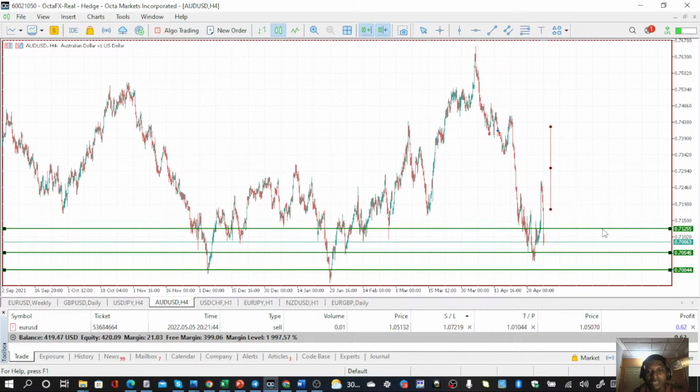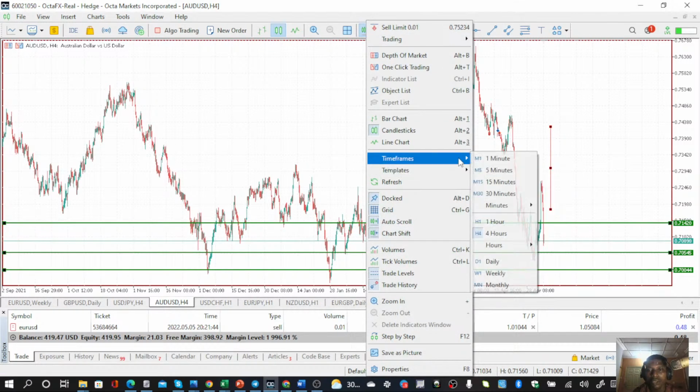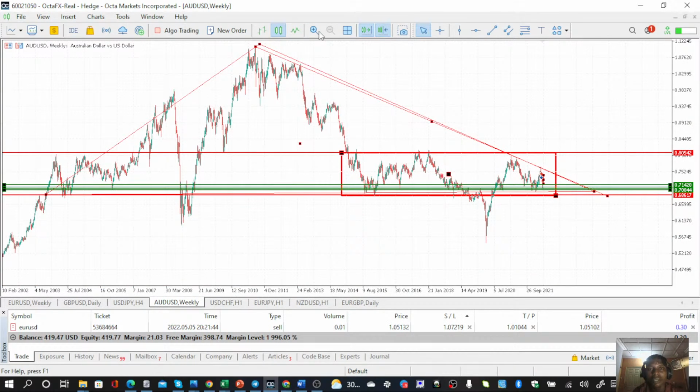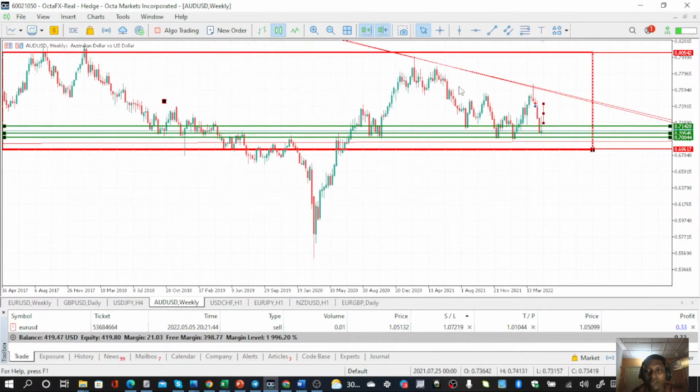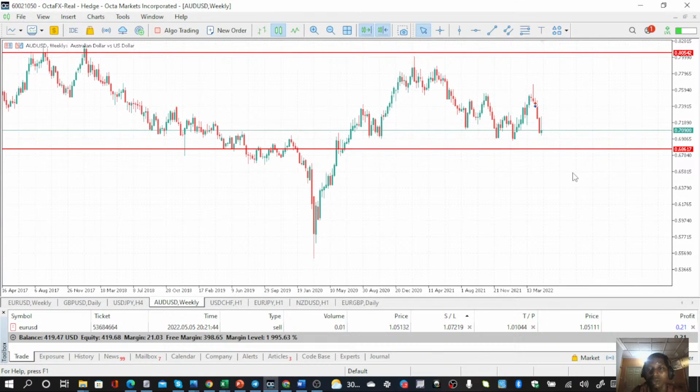Yeah, the next resistance level. Let's use the daily time frame. Okay, good. I think we have something clear now. Alright, so our take profit level can come here.